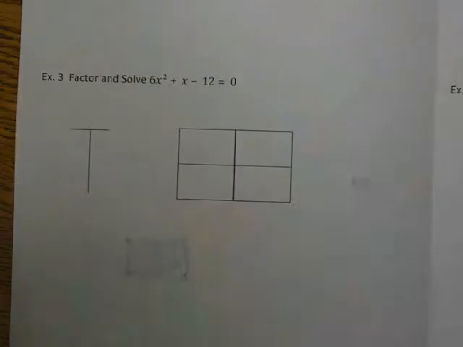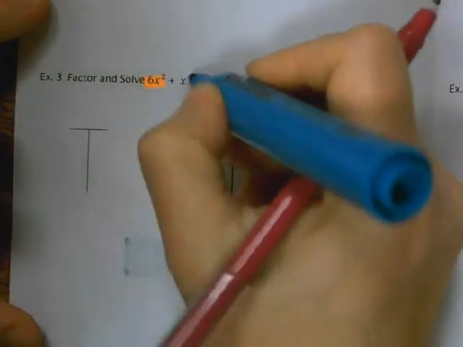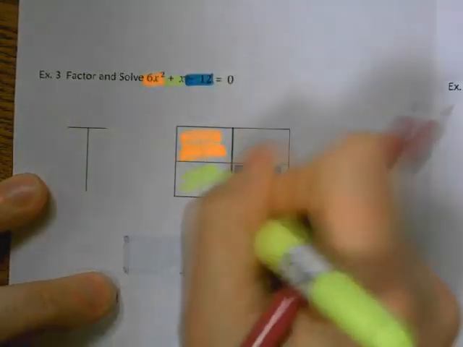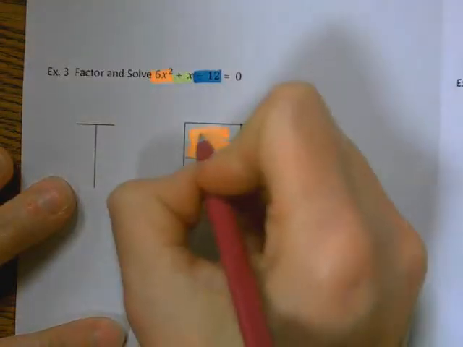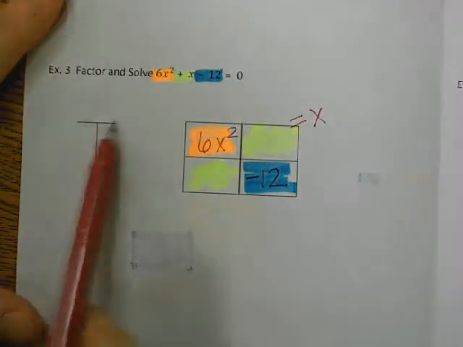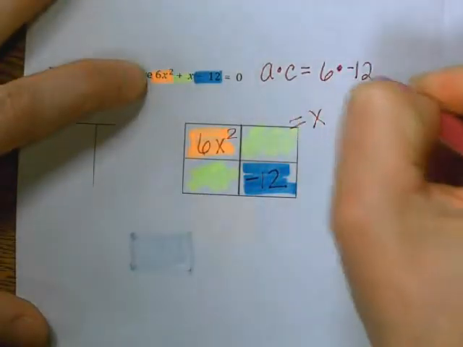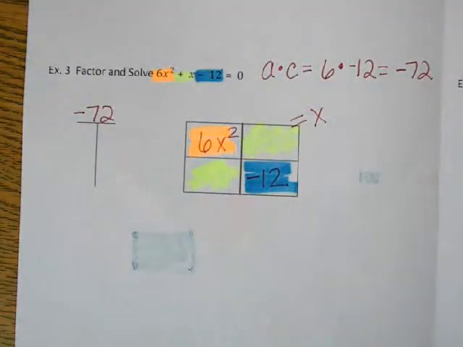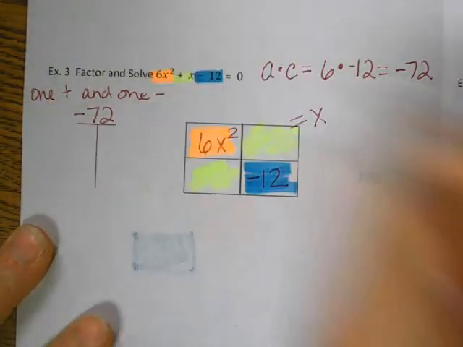Step 1, let's fill in A and C. So this is A, and this is C. And then the middle term is what these two boxes add to. So that's going to equal x. So this is 6x squared, this is negative 12, and that's supposed to equal x. How do I fill the top of this table? I do A times C. So A times C is 6 times negative 12, which is negative 72. So it's negative, so that means I'm going to be subtracting in my table. Remember? So we have to have one positive and one negative. Okay?